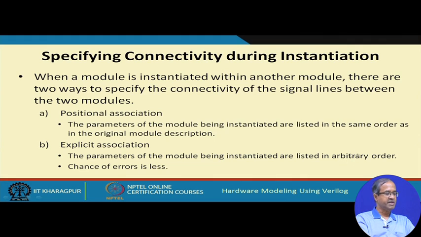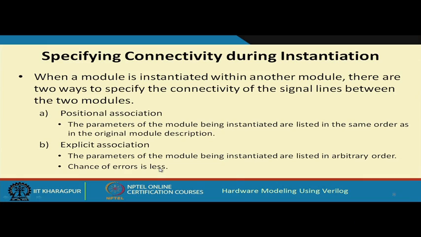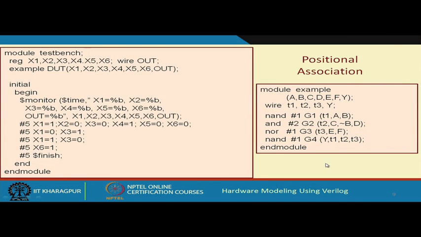The advantage of arbitrary order is that the chance of error is less. Suppose when you wrote the module for the full adder, you gave the first two parameters as sum and carry, but when you are instantiating, by mistake you have written carry and sum. In simulation you will see that the result is not coming correctly, and you will have to find out where the error is and debug it. But if you use explicit association, then the chance of this kind of error occurring will be much less. We shall see how we can use this, and we shall be explaining with an example.